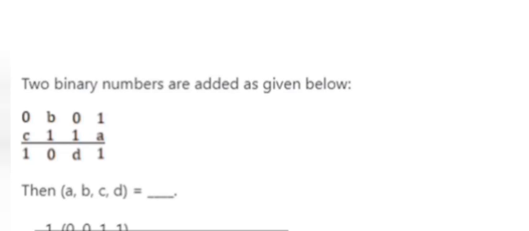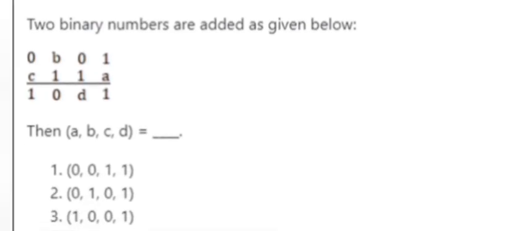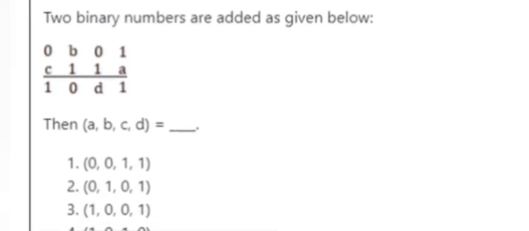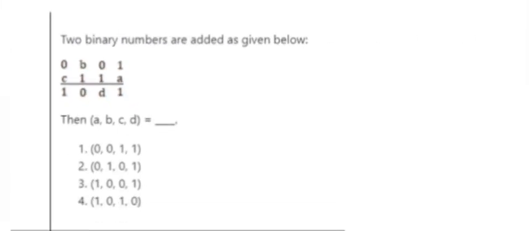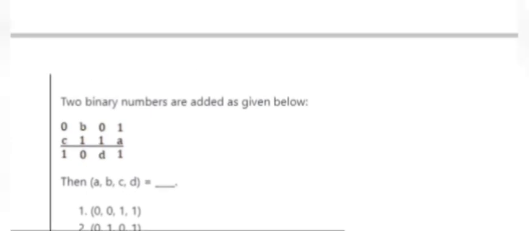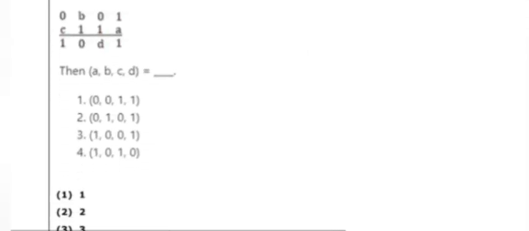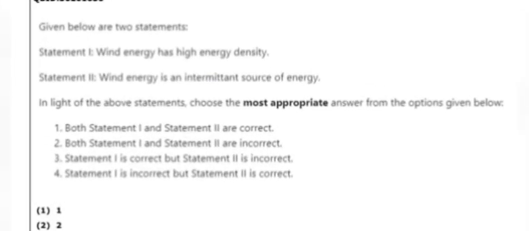Next, two binary numbers are added as given below. So like this. Okay, check this out. Then ABCD will be what? 35. It will be option B, 0, 1, 0, 1. Number 2 means B. Next, 36.